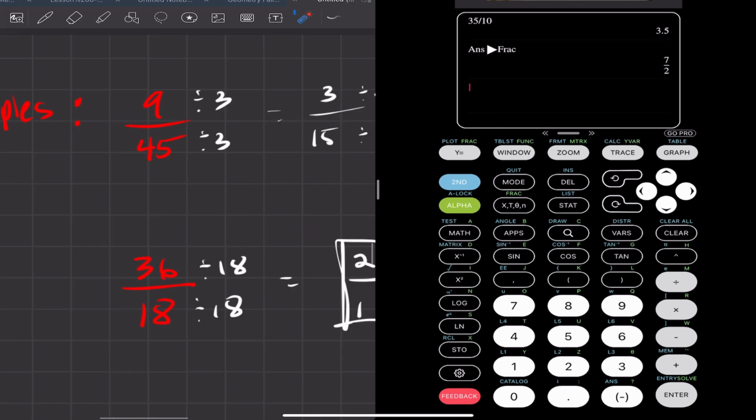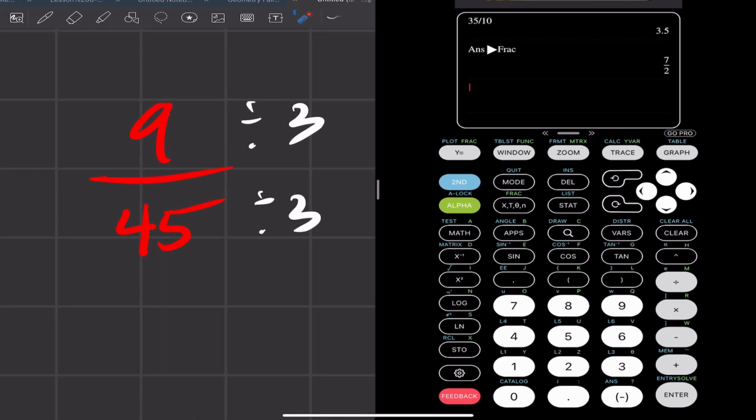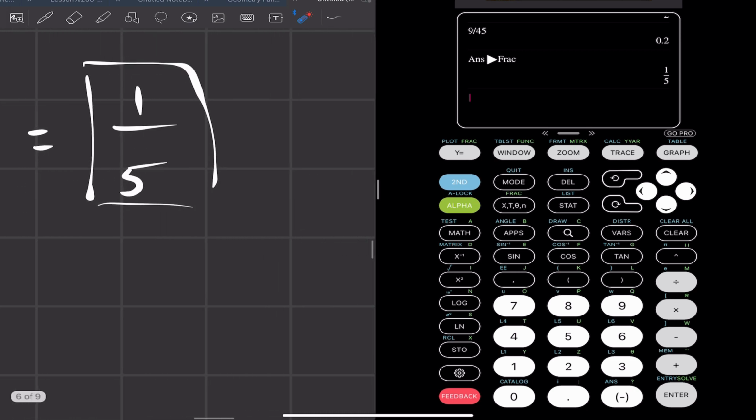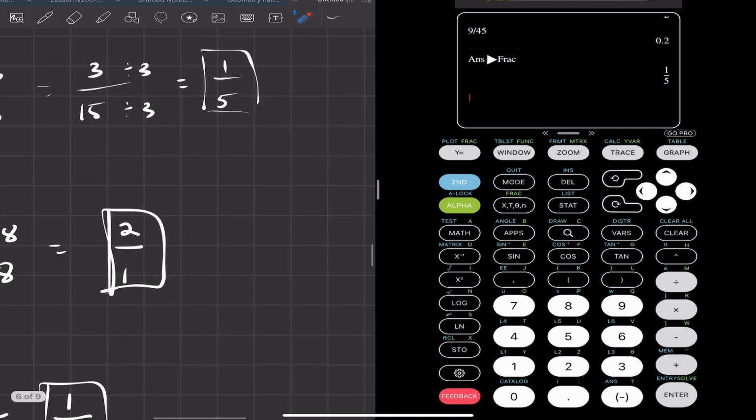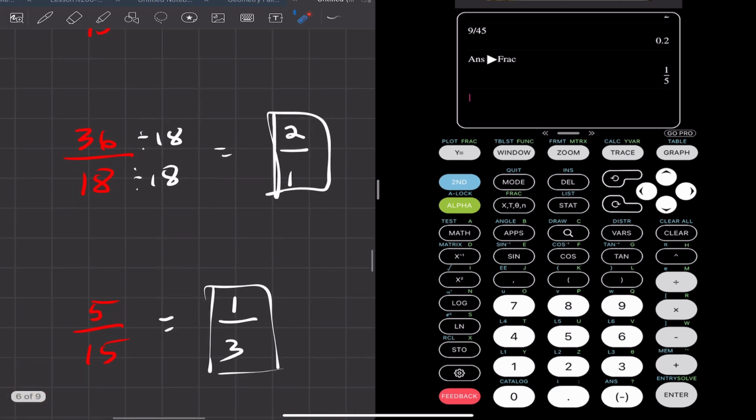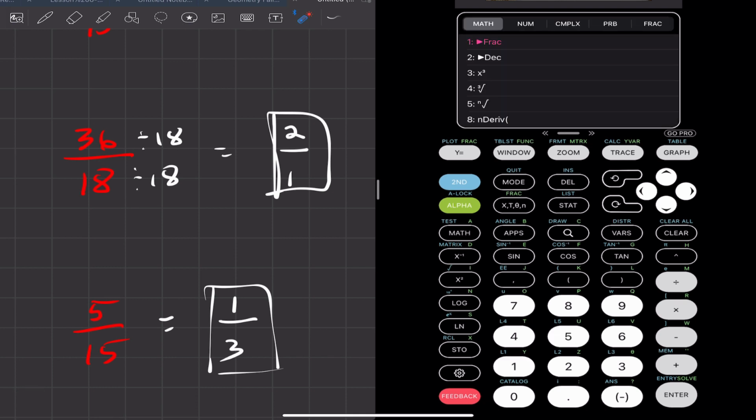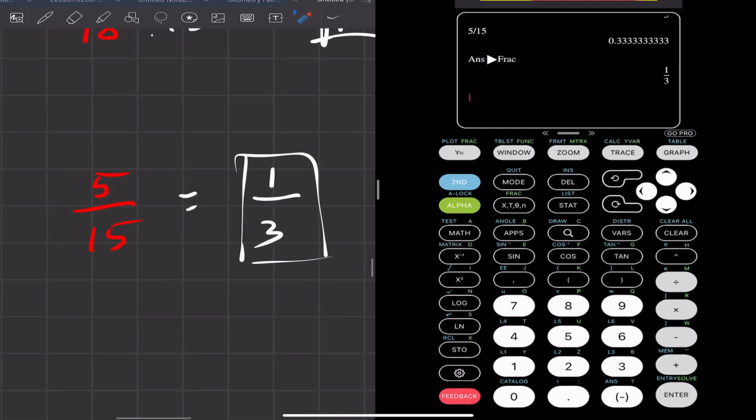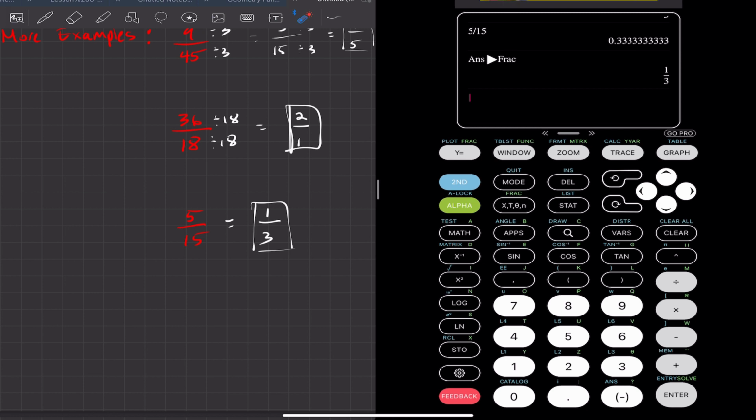I have this, let's say, 9 over 45. So I'm going to write 9 divided by 45. I'm going to hit enter, press the math key, then the fraction button, and hit enter. Does it give me that answer, 1 over 5? Yes, it does. So 1 over 5 is indeed the answer. And we can do the same thing for 5 over 15. 5 divided by 15, press the math button, hit enter, enter, 1 over 3. That's exactly what I had on the notepad here. So that's how you can simplify fractions using your calculator.